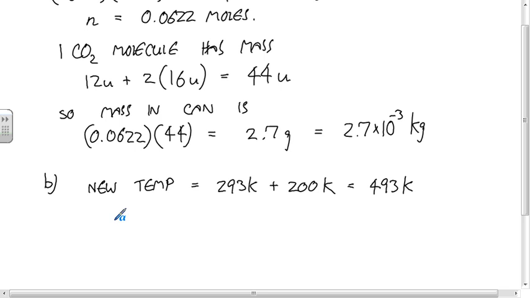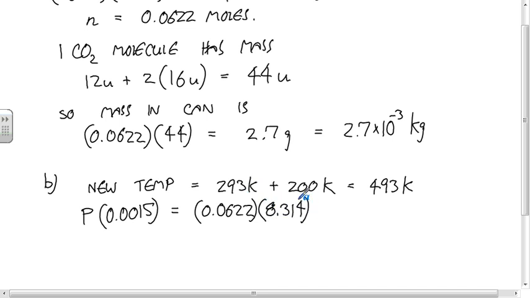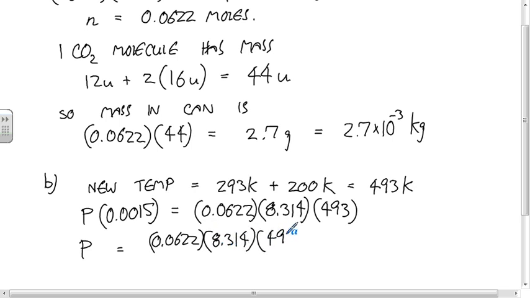And so PV equals nRT says the new pressure times the volume of 0.0015 is equal to 0.0622, that's the number of moles, times 8.314 times 493. And so pressure is equal to 0.0622 times 8.314 times 493 divided by 0.0015. Can someone calculate that for me?